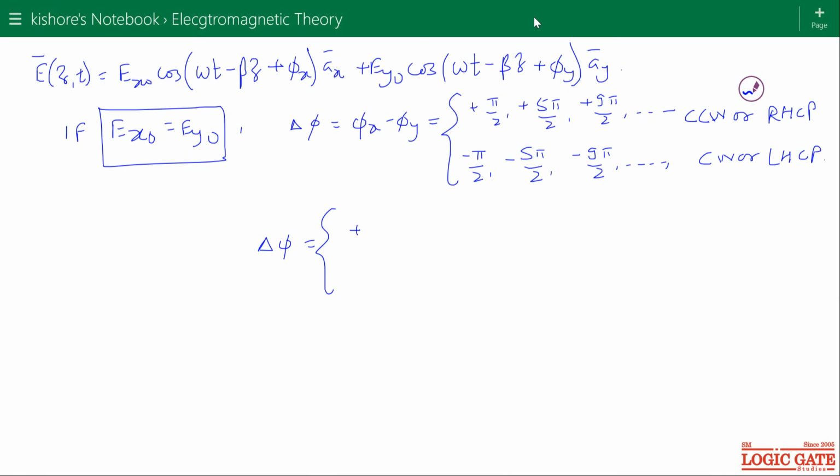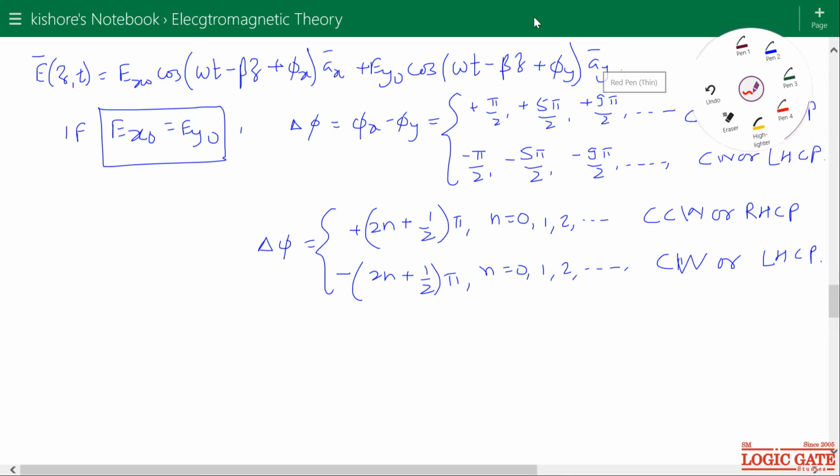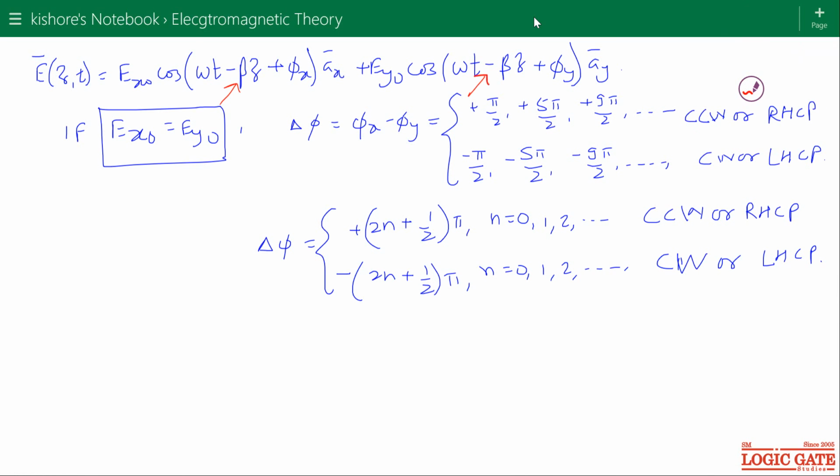or del phi is plus 2n plus 1 by 2 pi, where n is 0, 1, 2 and so on, then it is counterclockwise or right hand circular polarization. And if del phi is minus 2n plus 1 by 2 pi, where n is 0, 1, 2 and so on, then it is clockwise or left hand circular polarization. Here we have assumed that wave is propagating in plus z direction because of this negative sign. It means wave is propagating in plus z direction, or wave is forward moving.